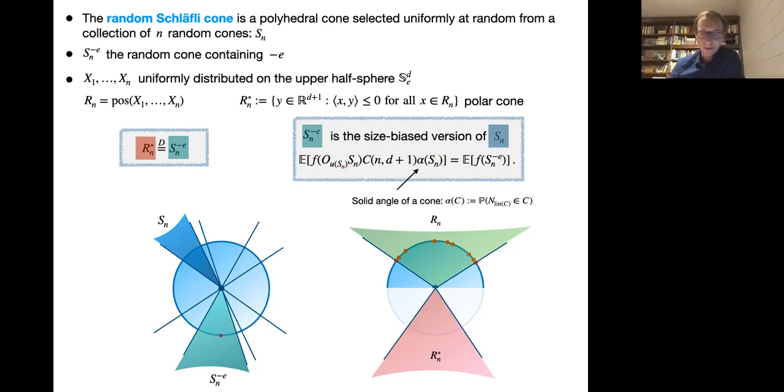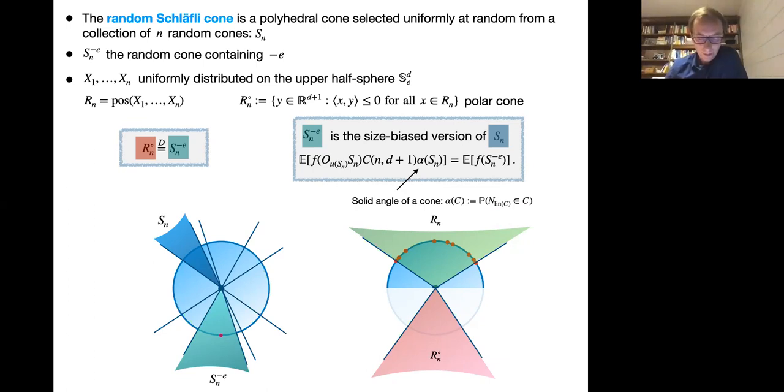So you can imagine this as follows. To each cone, you can associate its solid angle, right? It's just the opening angle of this cone. It's the probability that a Gaussian random vector in the linear hull of the cone belongs to this cone. This is just the opening angle of a cone. This is called the solid angle of a cone. It's a number between 0 and 1.